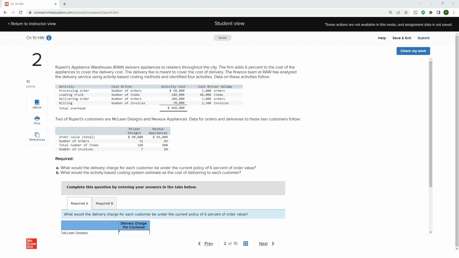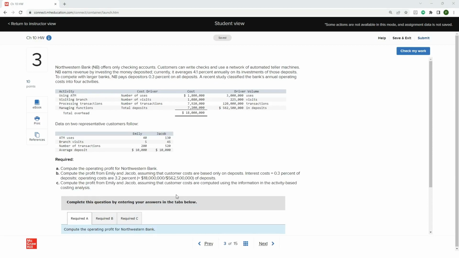Question number 2 is very similar to question number 1, but instead of 3 cost drivers, there's 4. You should be able to still do this one on your own, so I'm going to let you attempt this on your own. Question number 3.